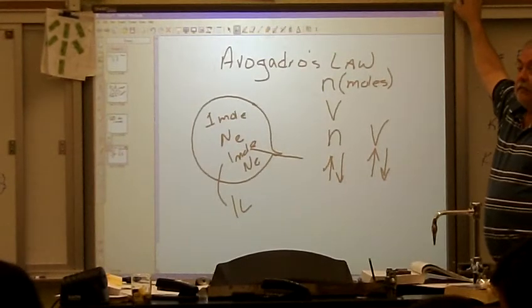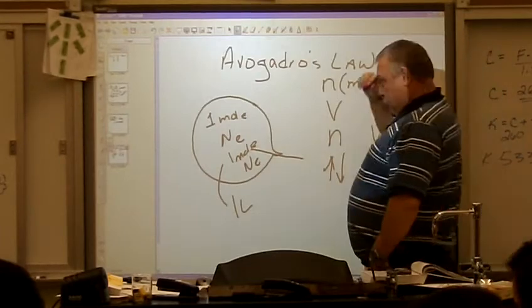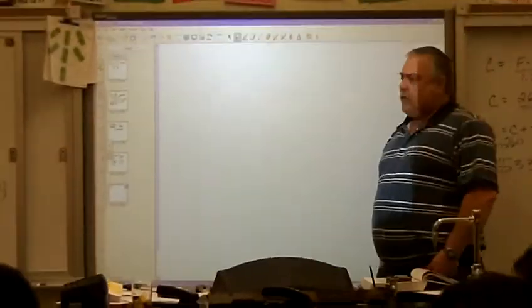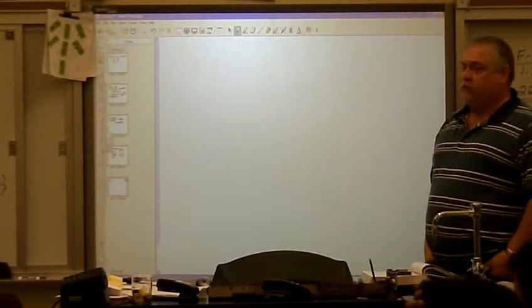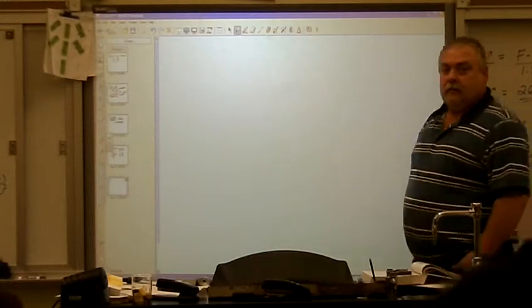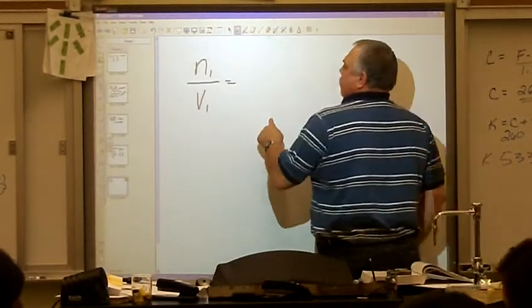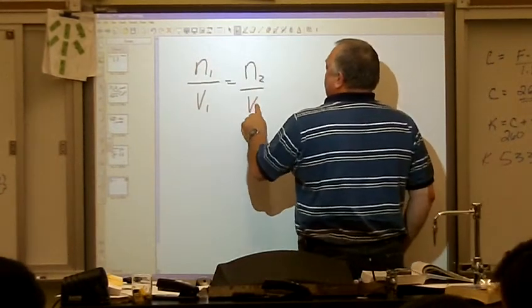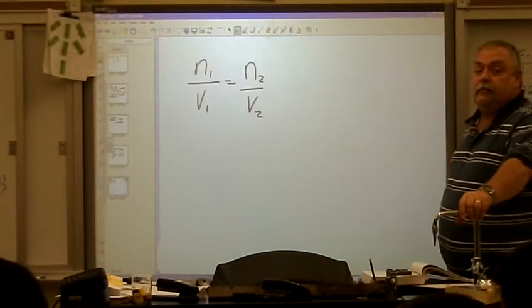Now this may be tough. But I've got to ask you this simple question here. Can you give me the idea of what you think the mathematical formula for this would be? A proportion. And what would the proportion look like? Would it be N1 over V1 equals N2 over V2? There it is.